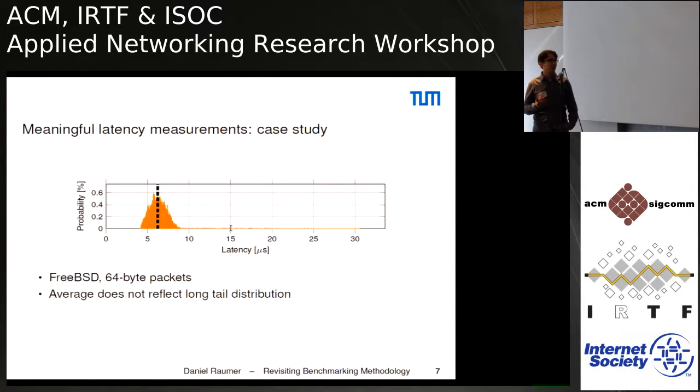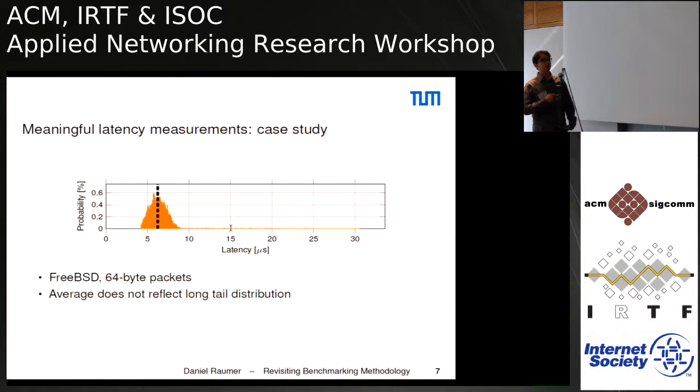the current best practice is to just measure latency by determining the average. So I selected the example of the FreeBSD router, but I could also have selected the example of the Linux router, for instance. And the average would be this. So we have it would be a value of 7. And if I look at the histogram, which shows me the complete distribution of all latencies that I've measured, I see there's a long tail that is actually not reflected by average.